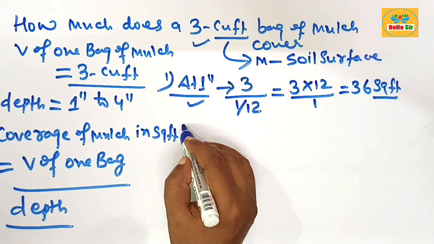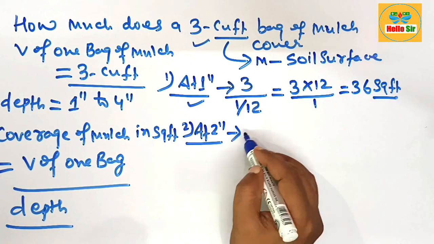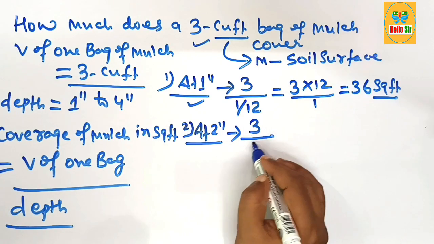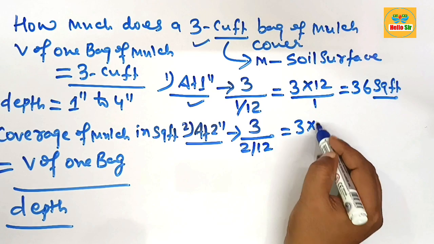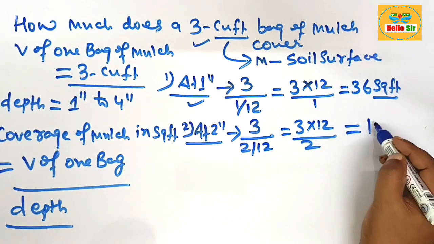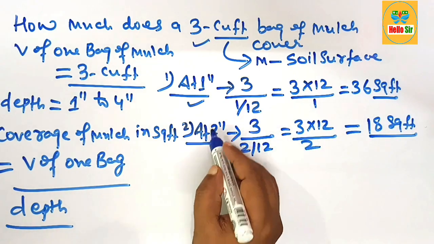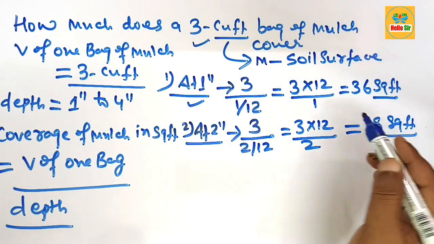And at 2 inch deep, what is the coverage of mulch? That is volume 3 cubic feet divided by the depth 2 by 12, which means 3 multiplied by 12 divided by 2, that comes to about 18 square feet. It means at 2 inch deep, a 3 cubic foot bag of mulch will cover about 18 square feet.